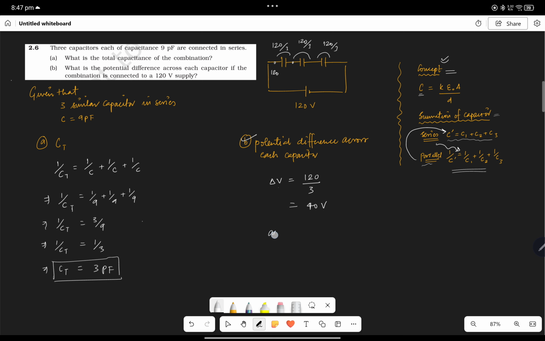So across each capacitor, 40 volt of potential difference, right? So this is the answer of this question.